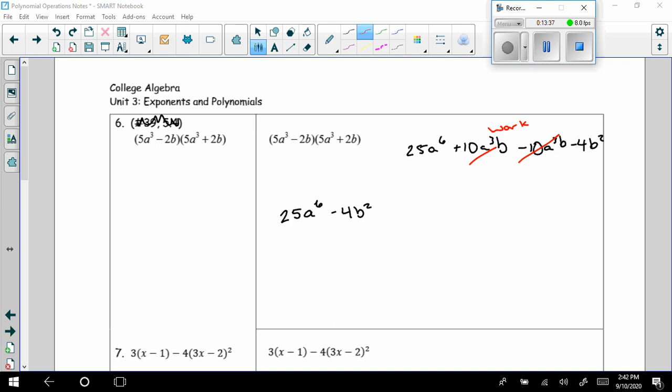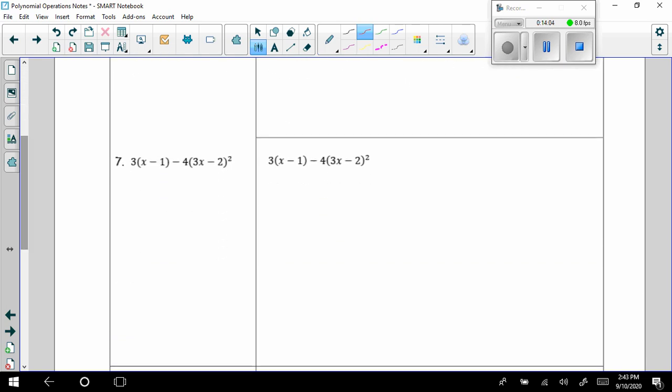All right, so this is what we call a difference of two squares, and what happens with those is those middle two terms will always cancel out. Keep in mind here that when we multiply like bases, we add the exponents, so that's where the 6 and the 2 came from. When we add or subtract like bases, they have to be the exact same bases with the exact same exponents.